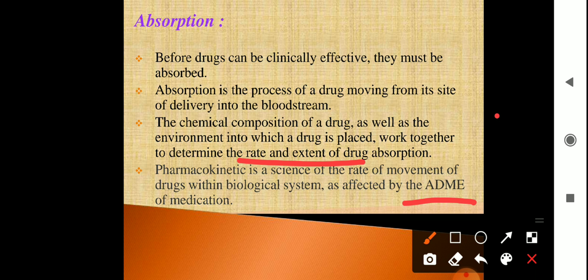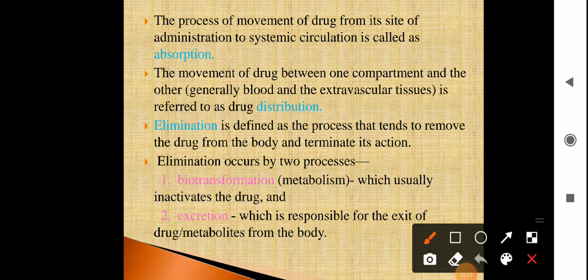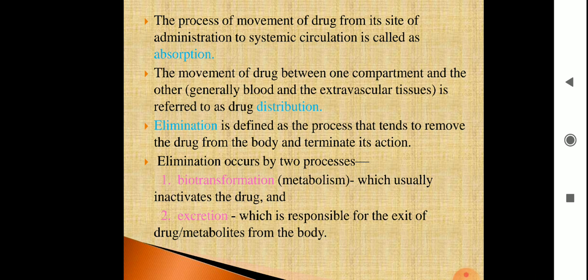Next, you can see these definitions here. The movement of drug between one compartment and the other, that is generally blood and the extravascular tissue, is referred to as distribution. The movement of the drug from one compartment to another compartment is called distribution.